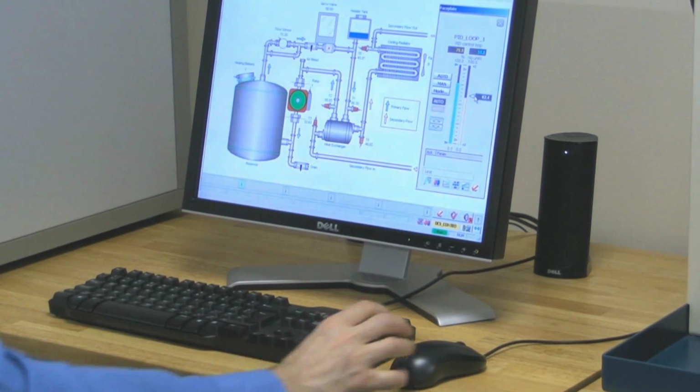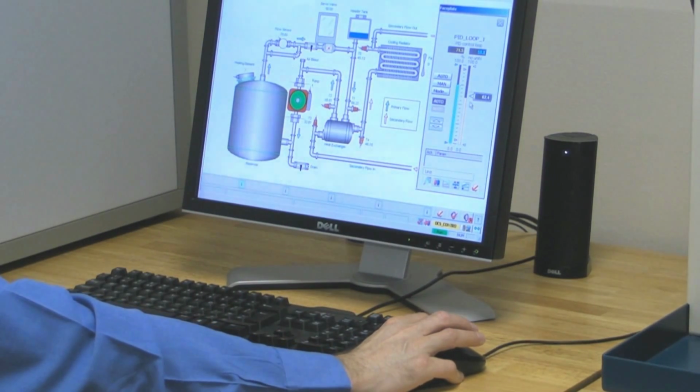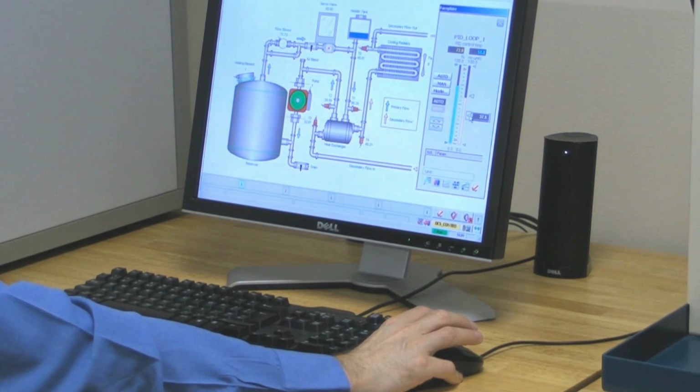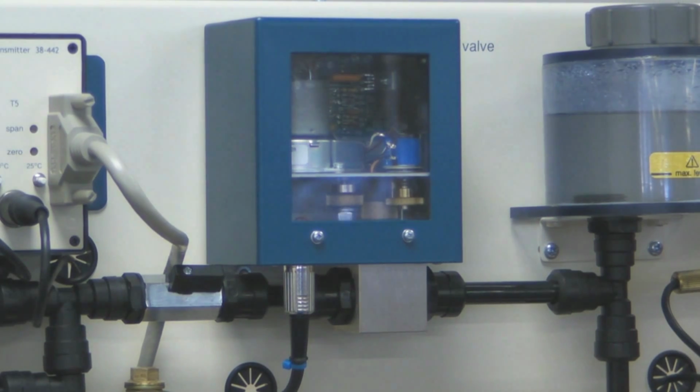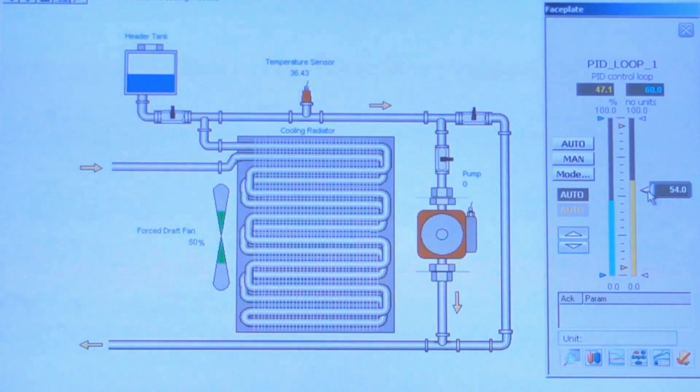In this example, the operator is reducing the temperature requirement. In response, the valve opens and the forced air cooler fan increases in speed. On the mimic diagram, we can see these changes happening and observe the resultant changes in temperature.